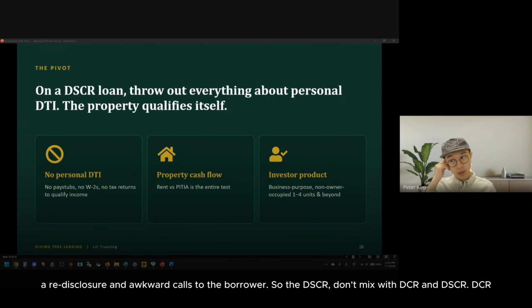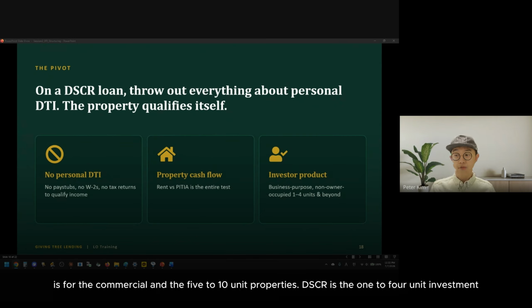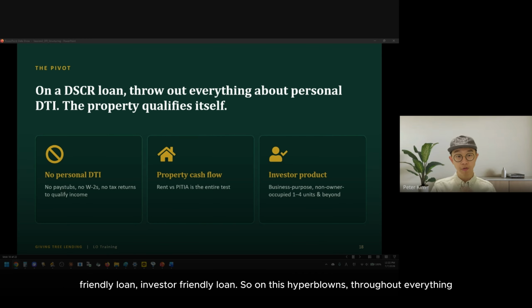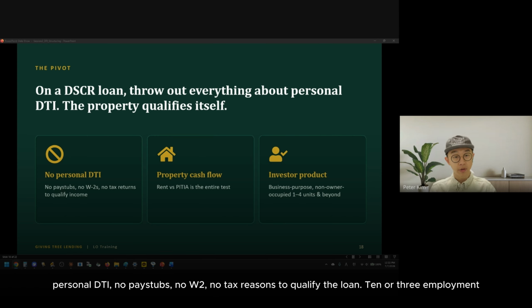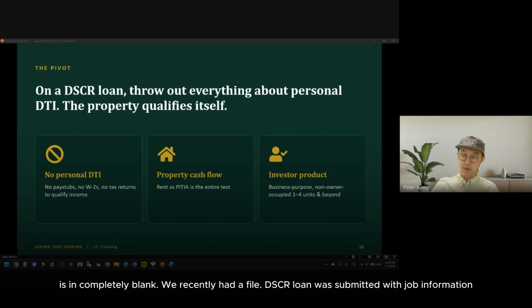So on the DSCR, don't mix up DCR and DSCR. DCR is for commercial and the 5 to 10 unit properties. DSCR is the 1 to 4 unit investor-friendly loan. So on this type of loan, throw out everything we just talked about, DTI and personal debt to income. The property qualifies itself. No personal DTI, no pay stubs, no W-2, no tax return to qualify the loan. The 1003 employment section is completely blank.